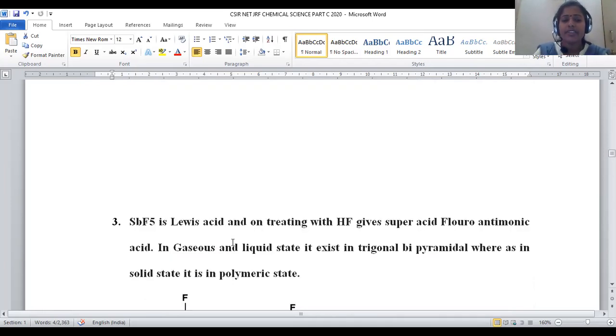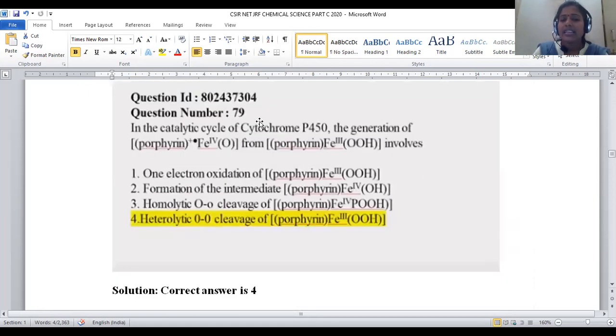Let us move on to question number 79. In the catalytic cycle of cytochrome P450, generation of porphyrin Fe plus 4 oxygen from porphyrin Fe plus 3 OOH involves what? We are taking starting material Fe plus 3 OOH. After the reaction, it is turned into Fe plus 4 oxygen. During this reaction, what happens? Iron plus 3 turned into plus 4. Iron plus 3 to plus 4 state is nothing but loss of electron. The cytochrome is undergoing an oxidation process.